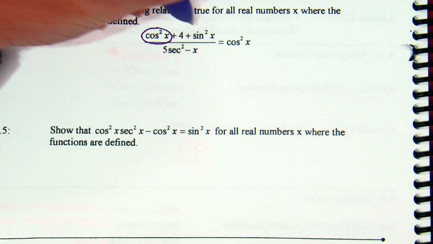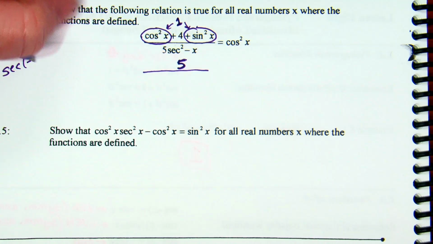And what do we know about cosine squared x plus sine squared x? Those two combined together via our Pythagorean identity will be 1. So what's that make my numerator? 5, right? Yeah, eventually. As in, I'm not quite ready to do that yet, but okay. So we're convinced the top becomes 5. The bottom, we have 5 secant squared of negative x.